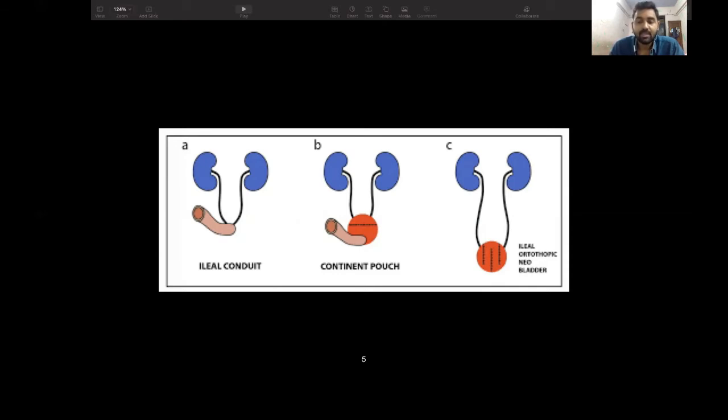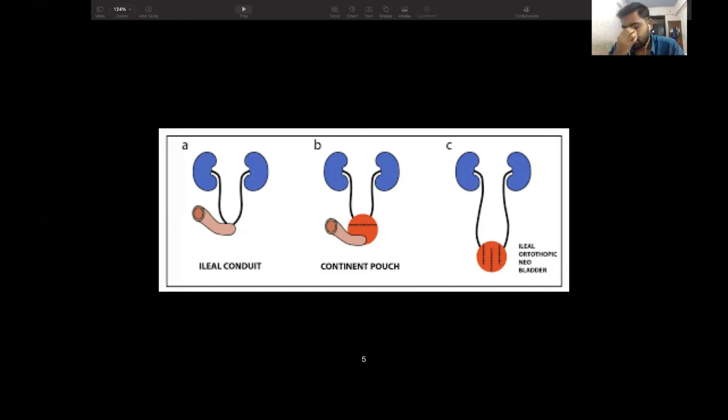In other words, if I remove the bladder from the pelvis and replace it with a structure similar to the bladder in the same natural position, that is, made in the pelvis, then it is called orthotopic. Heterotopic means in a position other than the natural lying position. That is, I create a bladder elsewhere than the pelvis, then it is called heterotopic.